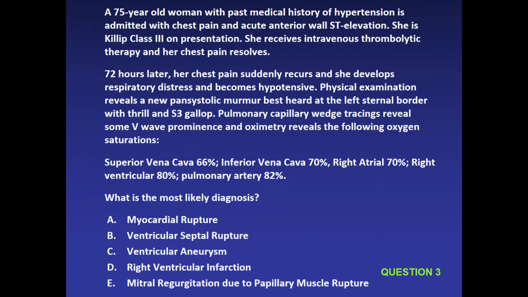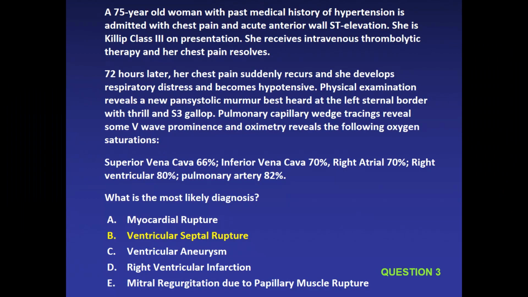Pulmonary capillary wedge tracings reveal some V-wave prominence, and oximetry reveals the following saturations: superior vena cava 66%, inferior vena cava 70%, right atrial 70%, right ventricular 80%, and pulmonary artery 82%. What's the most likely diagnosis? A, myocardial rupture, B, ventricular septal rupture, C, ventricular aneurysm, D, right ventricular infarction, or E, mitral regurgitation due to papillary muscle rupture.